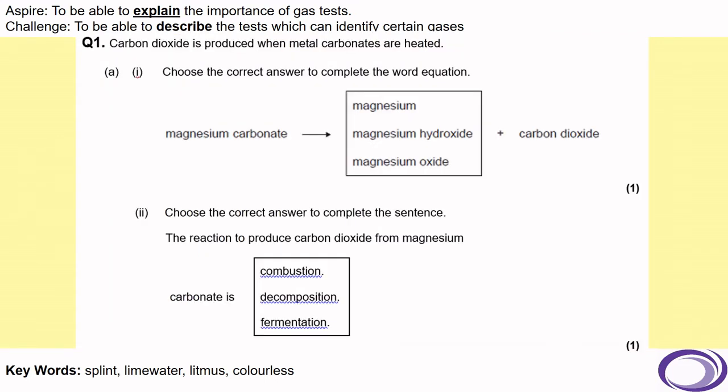Carbon dioxide is produced when metal carbonates are heated. They'd like you to choose the correct answer to complete the word equation. Magnesium carbonate makes blank and carbon dioxide. And then choose the correct answer to complete the sentence. The reaction to produce carbon dioxide from magnesium carbonate is, and then choose the correct word.